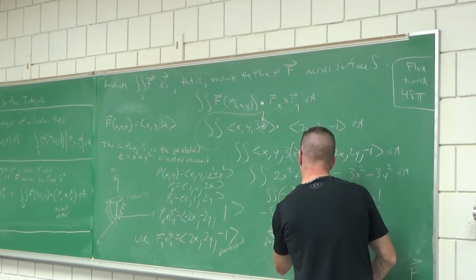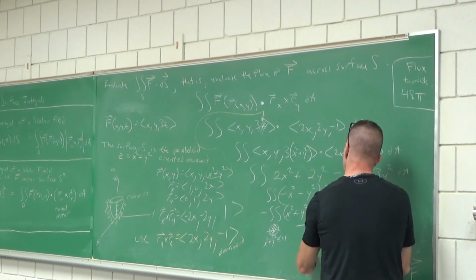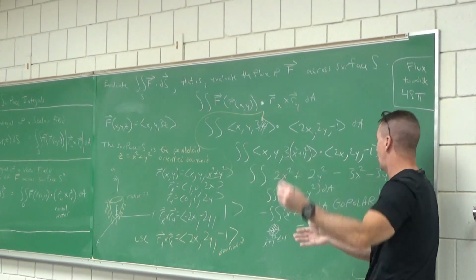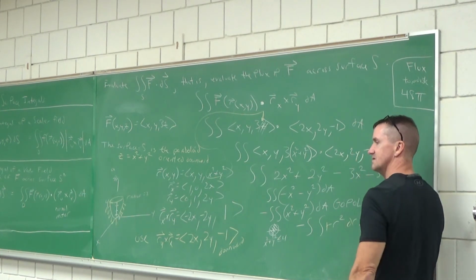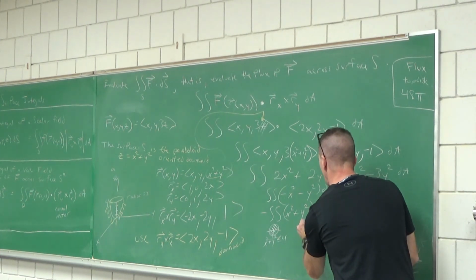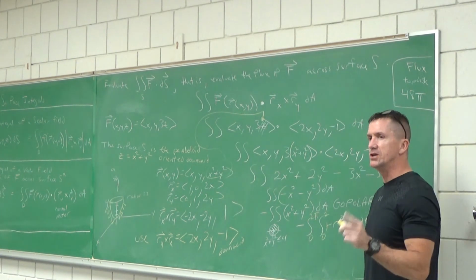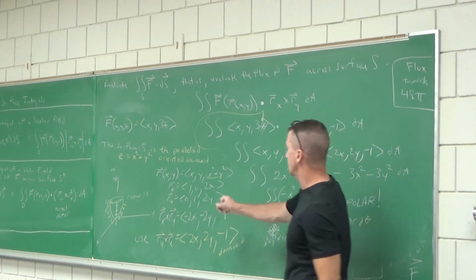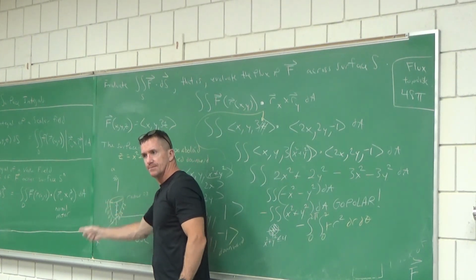So what do you get? Negative r squared, what's automatic? r dr dθ, there it is. θ from 0 to 2 pi, and the radius, 0 to 2. Does everyone know why I used a radius of 2? I had to think where the surface was equal to 4.